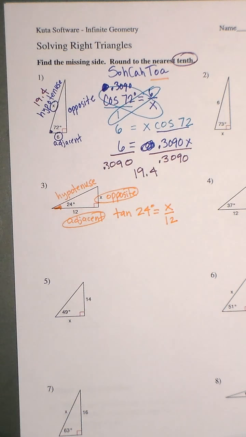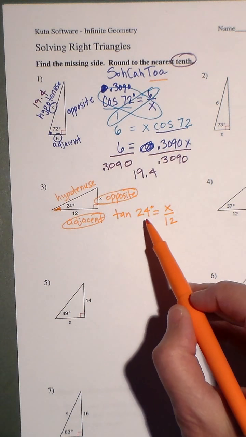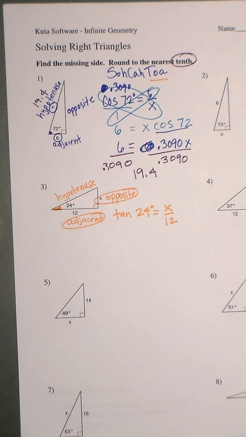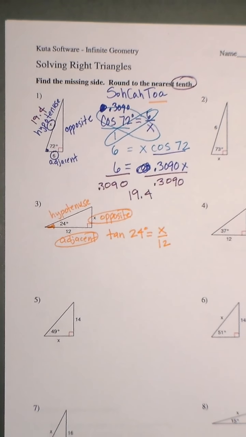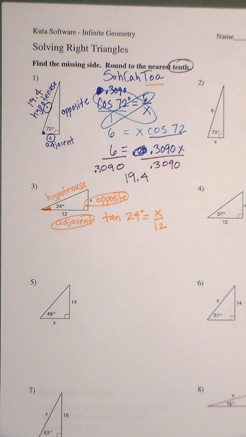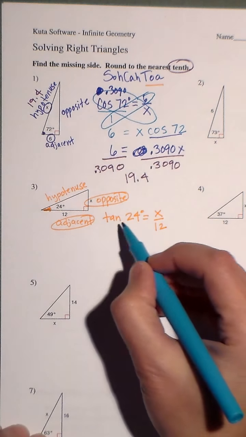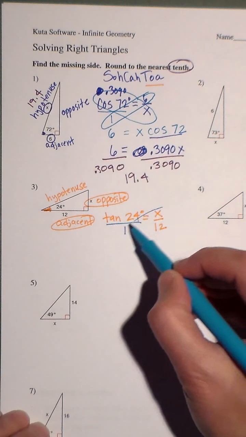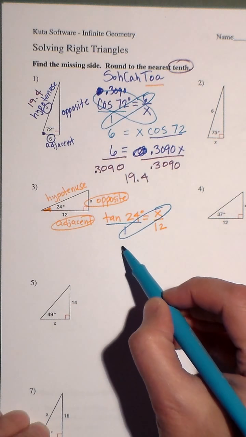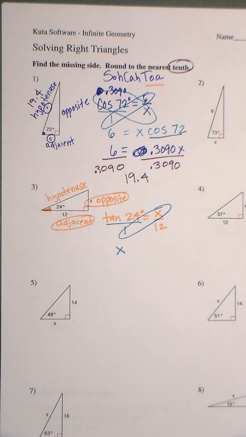Remember, tangent is a function that asks you, given this angle, what's the ratio of the opposite and adjacent sides? Okay, so I'm going to set it up the way I did a while ago. I'm going to put this over 1 because I can. And then from there, I'm going to cross multiply. So this is x, because x times 1 is x.